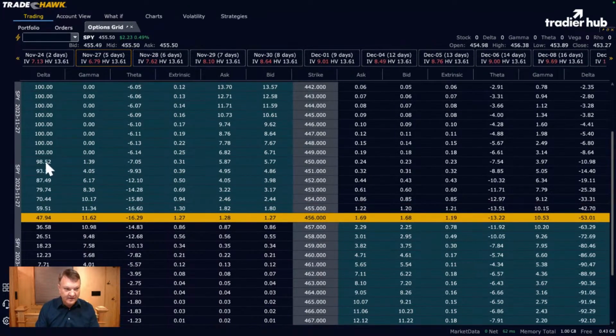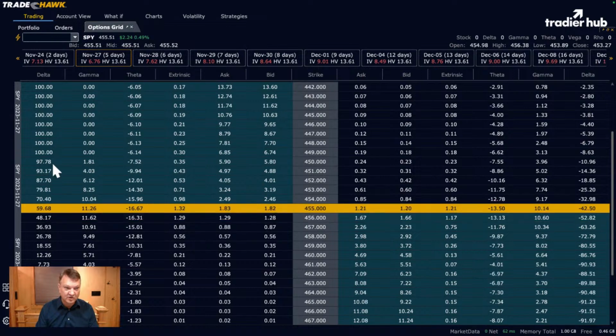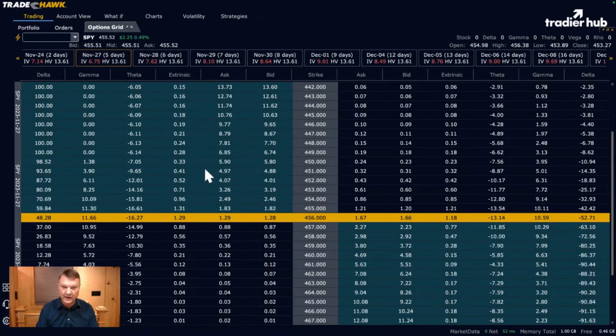And notice what just happened to delta. It just exploded, didn't it? It went from about 78 on that 450 to about 98. Well, now we're deep in the money, very little chance of it going out of the money.